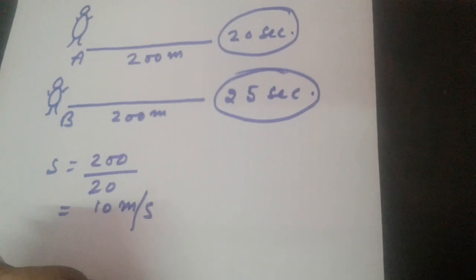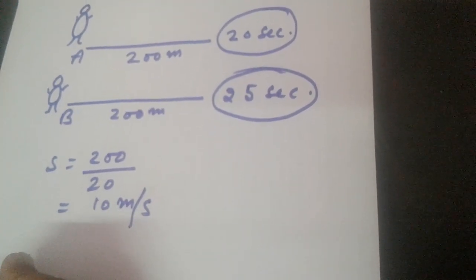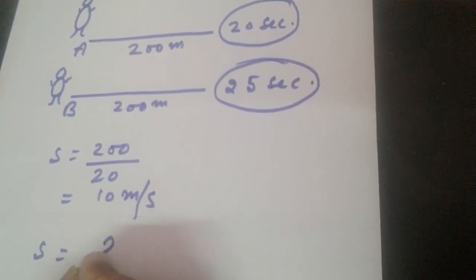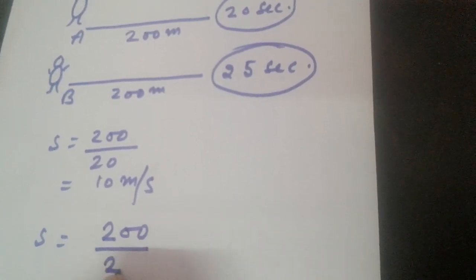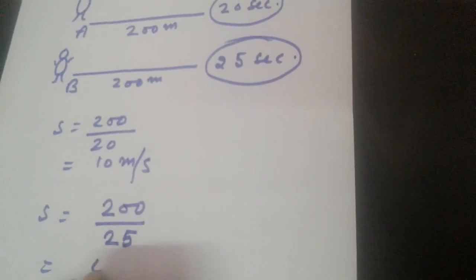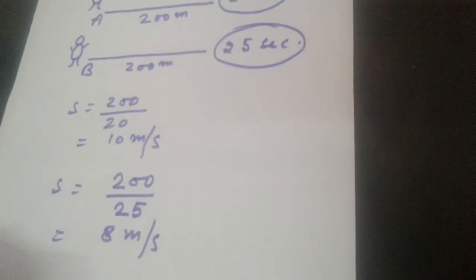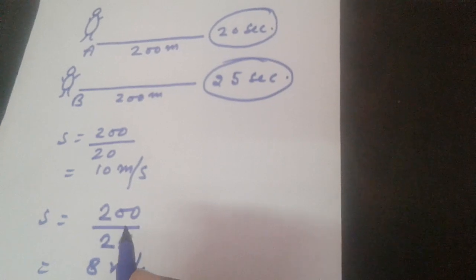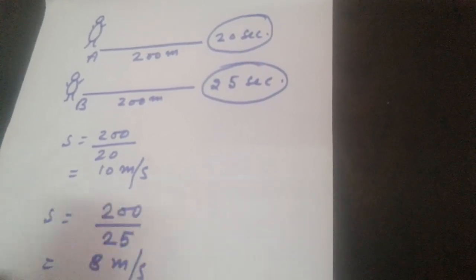The rate at which B was running, how will we find? Speed equals distance upon time, means the distance is the same but the time taken is 25 seconds. So this comes to 8 meter per second. So who is faster? A, because its speed is more. So the rate of change of motion is called speed.